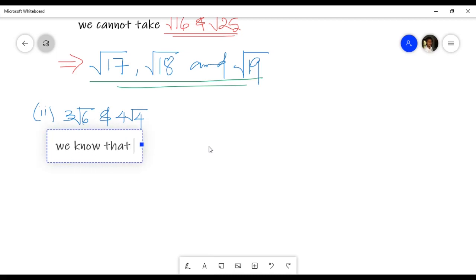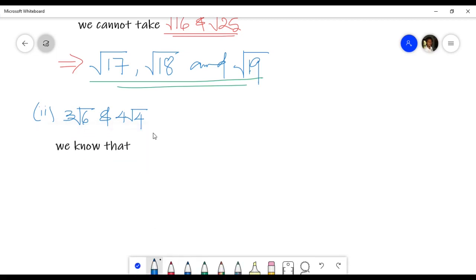Now here we know that 3 root 6 is equal to, when we bring 3 inside the root, it becomes the square. So we'll write it as 3 square into 6. That will be equal to root of 3 square, which is 9, into 6.